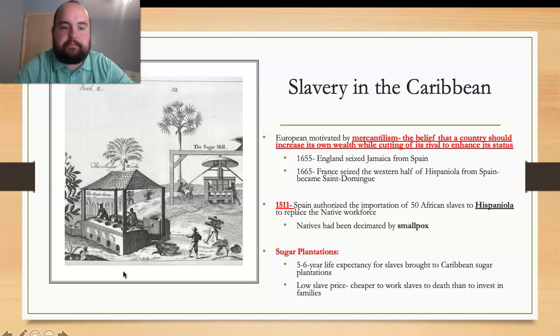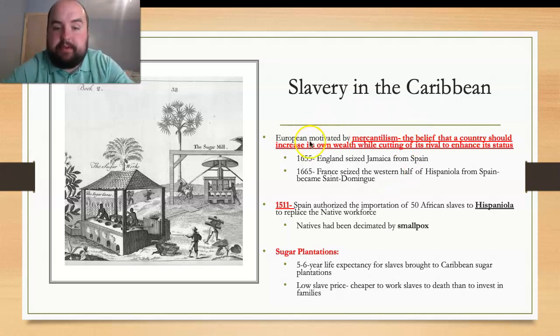In 1655, for example, England had actually seized Jamaica from Spain, and by 1665, France actually took the western half of Hispaniola from Spain, which would later be known as Saint Domingue, if I'm pronouncing that correctly. So it shows that these colonies were actually starting conflicts and wars because they wanted to, again, enhance their own wealth and cut everyone else off as much as they possibly could.